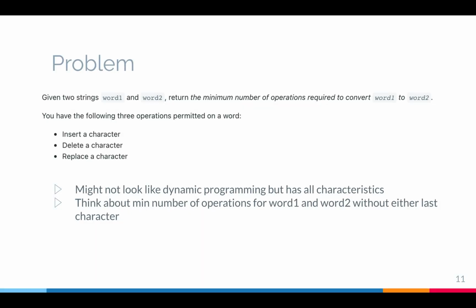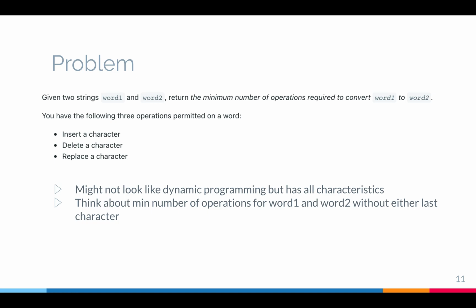So the problem says, given two strings, word1 and word2, you want to return the minimum number of operations required to convert word1 to word2. You have the following three operations permitted on a word: either insert a character, delete a character, or replace a character. So the first time you read this, you might not think of dynamic programming immediately, but it actually has all the characteristics.